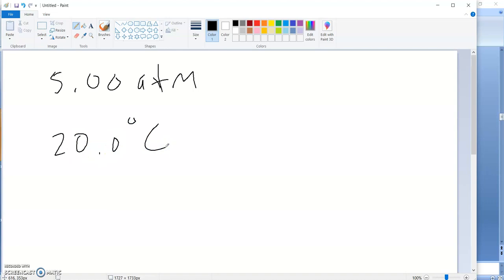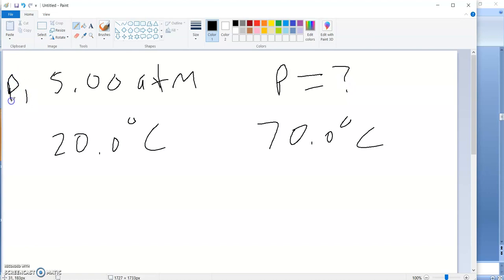Now, let's say I increase the temperature to 70 degrees Celsius. I'm using sig digs here, I'm just not saying them. What's the new pressure in the container? Obviously the pressure is going to be higher, but how much? Well, notice what I gave you is a P1 and a T1. You're looking for a P2, and this is your T2, right? So P over T. P1 over T1 equals P2 over T2.